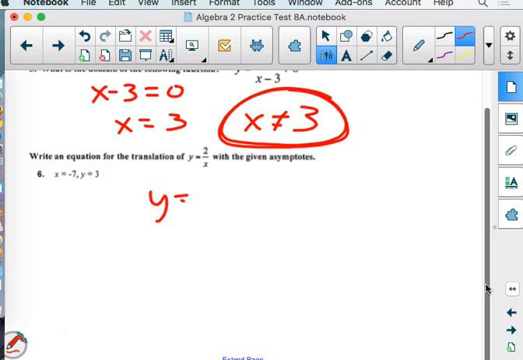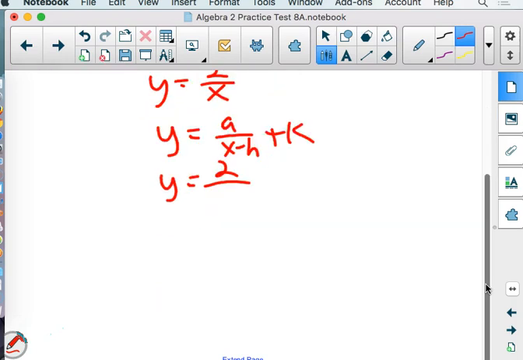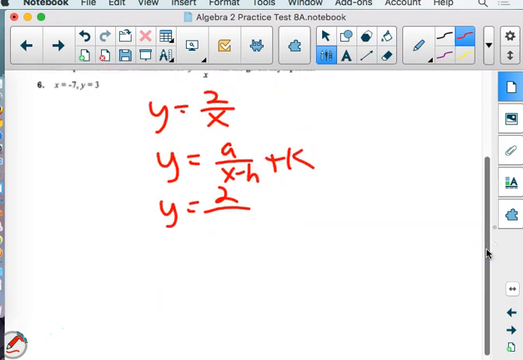Alrighty, this one says, let's write an equation for a translation of y equals 2 over x. So this is what we're supposed to start with, given the asymptotes. Well, that makes me realize this was one of those really nice a over x minus h plus k problems. And for that, we have to know what's a, what's h, and what's k. Well, they gave us a. A is 2. They said we have to use that. So now our job is to figure out what we're supposed to do with the x equals negative 7 and the y equals 3.